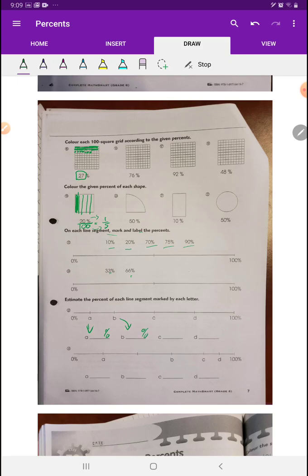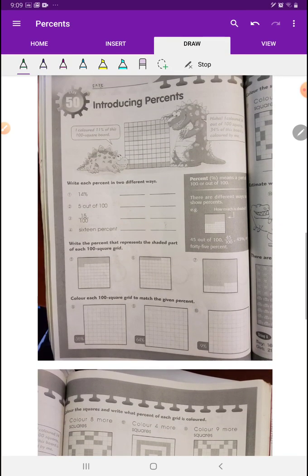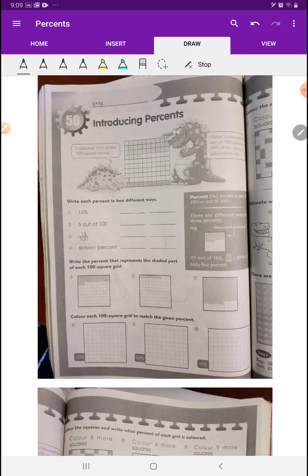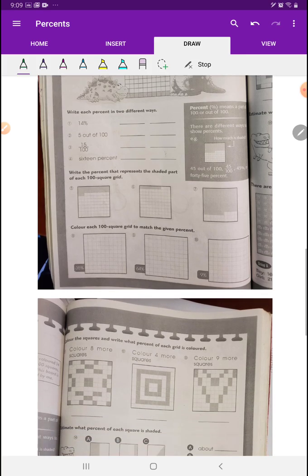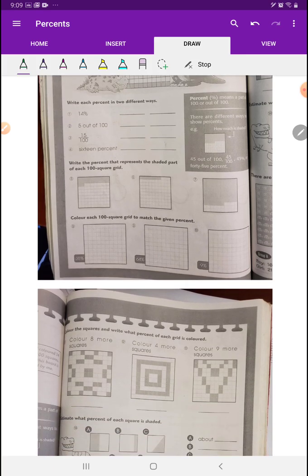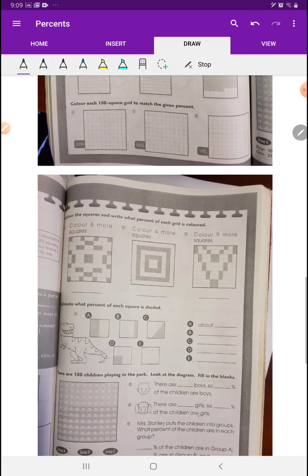Write a percent. All right, grade 6s, your work is quite similar to the grade 5s. Here you write percent in 2 different ways. I talked about that at the beginning of this lecture, so I'm not going to talk about it again. Here, write the percent for the shaded part. I already explained how that works for grade 5, so you just do the same thing for you. Here, color, same thing. I explained it already for grade 5.